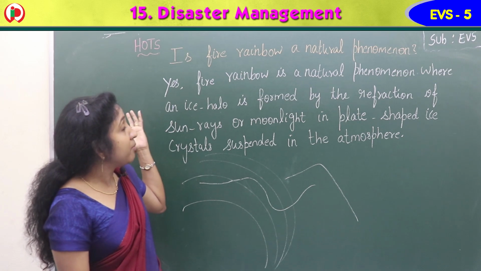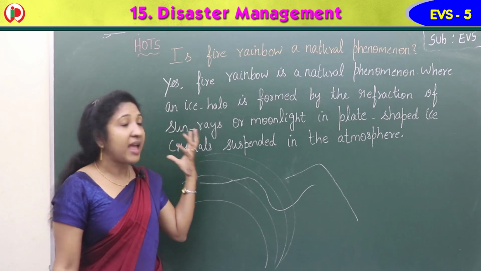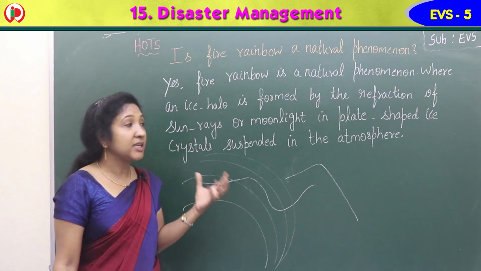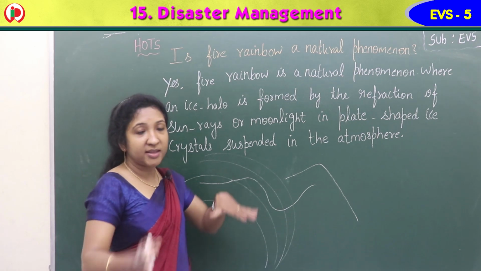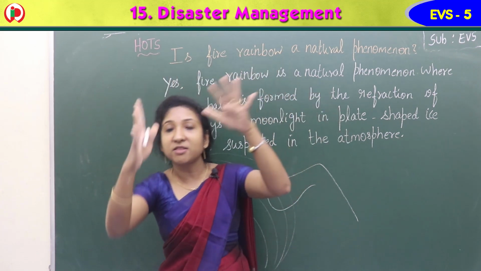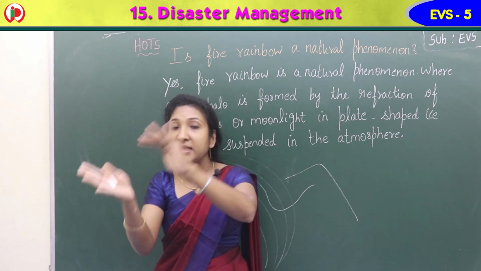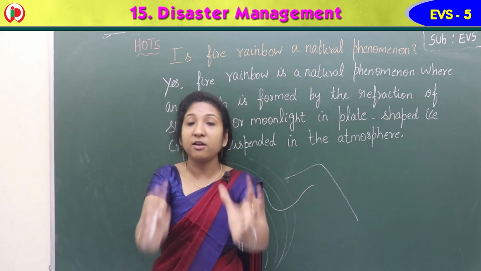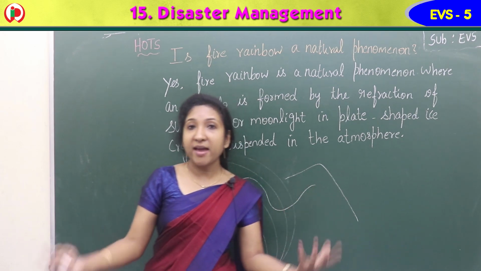So is fire rainbow a natural phenomenon? Yes, fire rainbow is a natural phenomenon where an ice halo is formed by the refraction of sun rays or moonlight in plate shaped ice crystals suspended in the atmosphere. In the air itself, it will stay like some light waves bending. Sun rays and moonlight bend and it stays in the atmosphere like some ice crystals, like ice cubes. It is an ice halo and it looks like a fire rainbow.